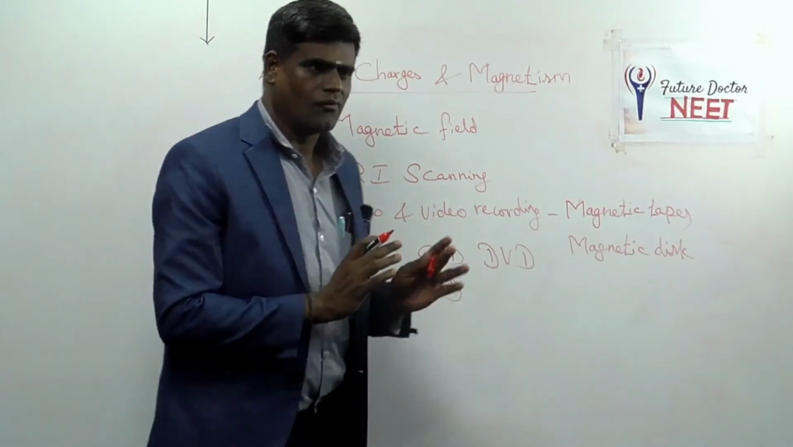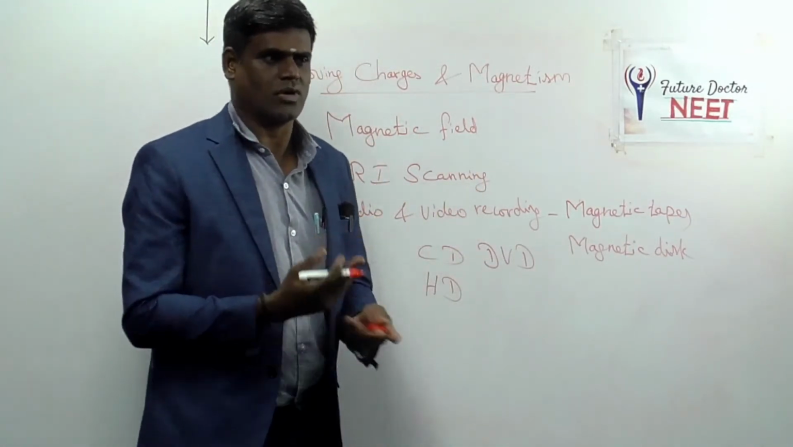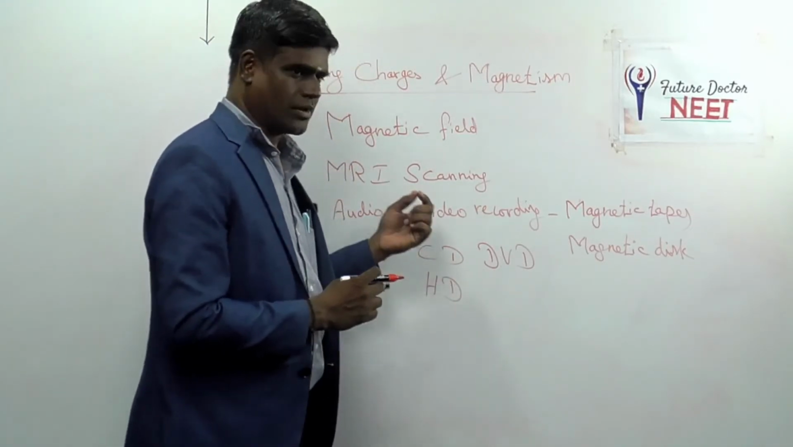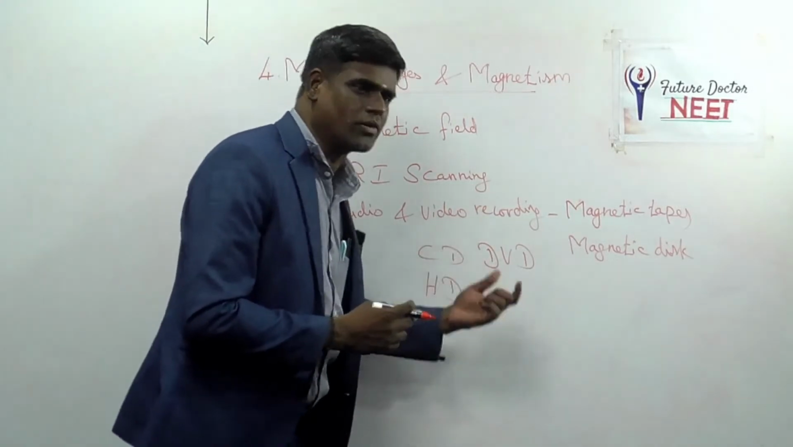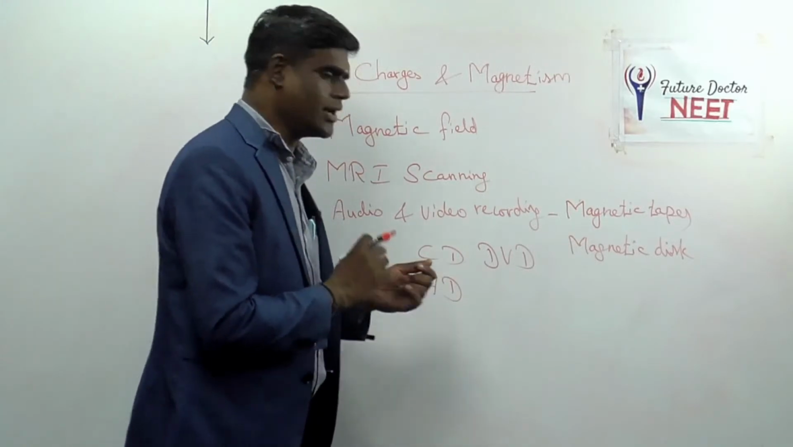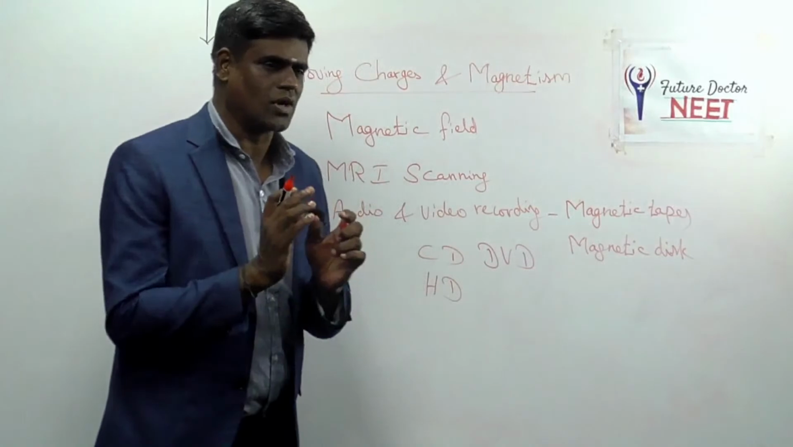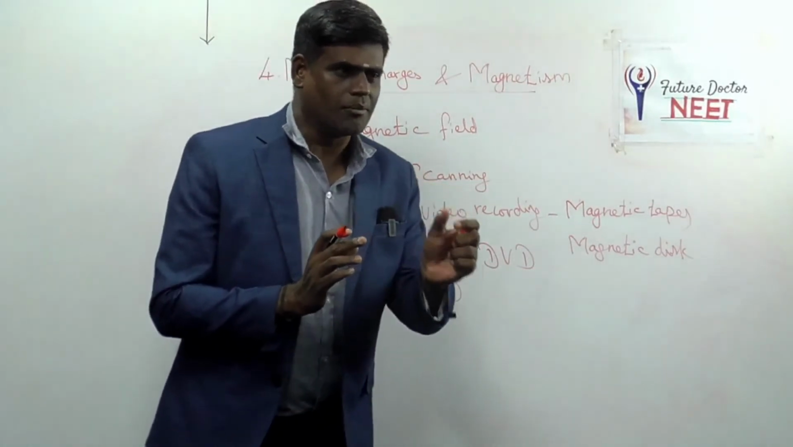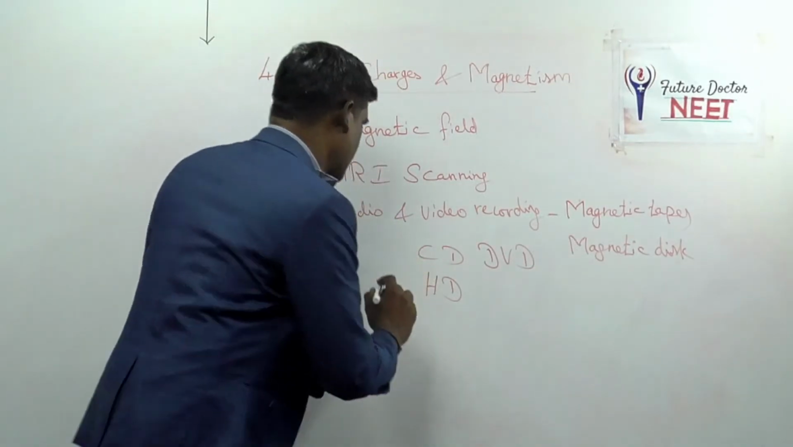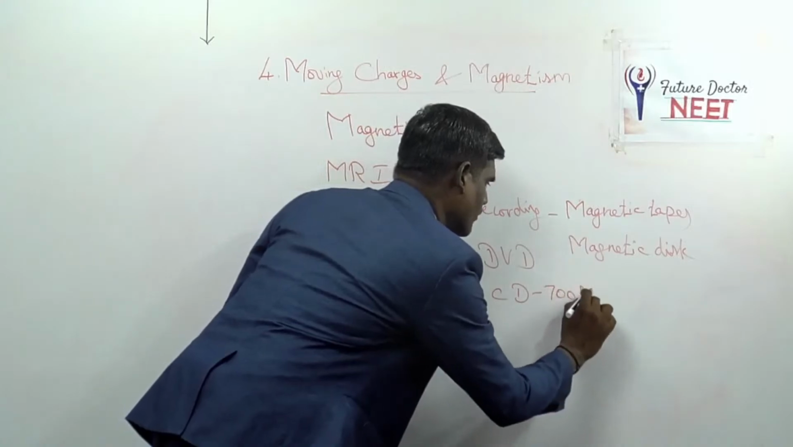What is the use of CD, DVD, HD? We can record or store data. What is the capacity of a CD? How many bytes can it store? A normal CD can store 700 MB.